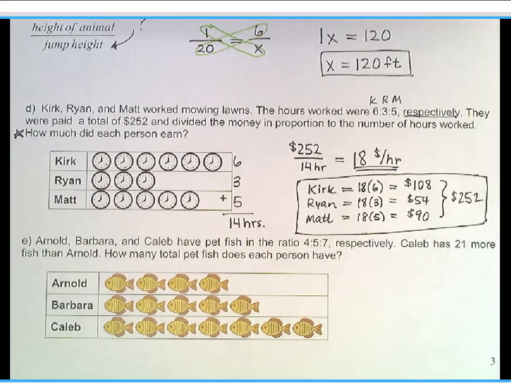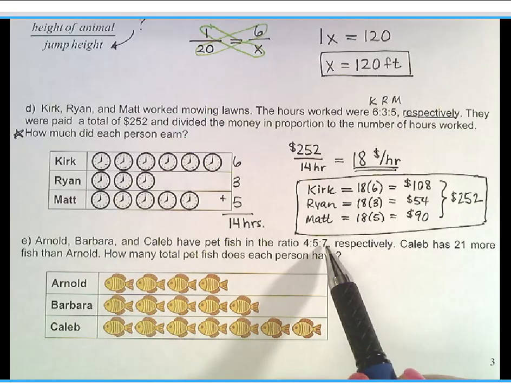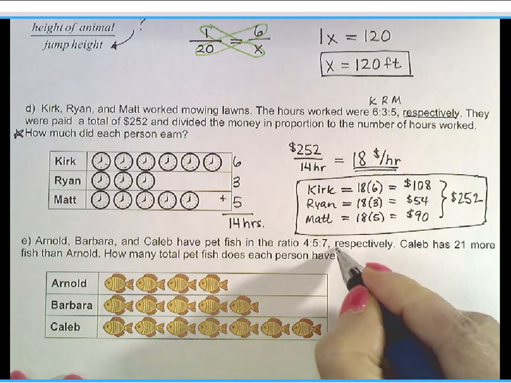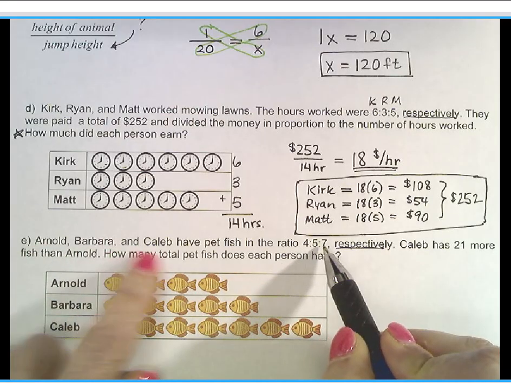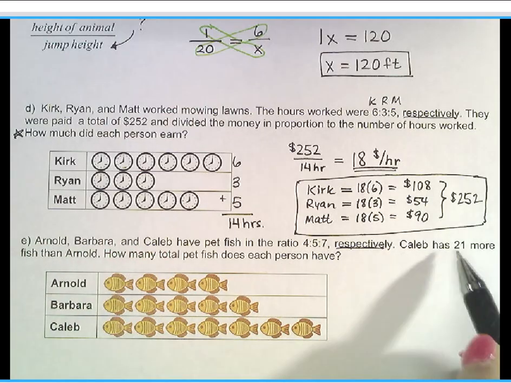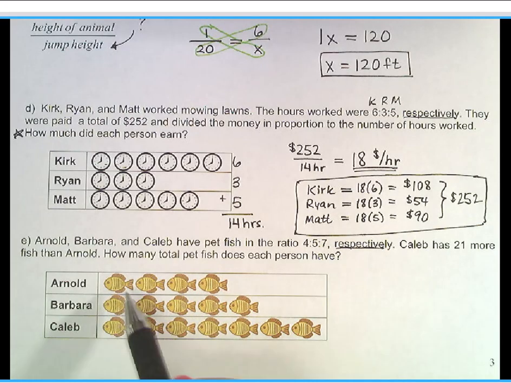Arnold, Barbara, and Caleb have pet fish in the ratio 4 to 5 to 7, respectively. There's that word again. So that means the 4 is Arnold, the 5 is Barbara, the 7 is Caleb. Caleb has 21 more fish than Arnold. How many total pet fish does each person have? So again, this is a graphic. I decided to use a fish. I thought it would be a cute graphic. Each fish does not necessarily stand for one fish though. It could be multiple fish for each of these.